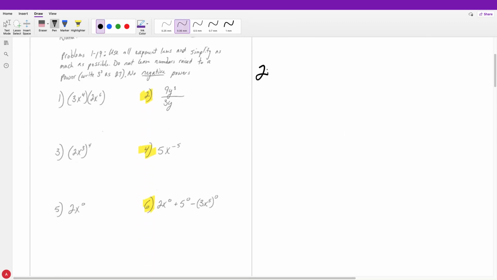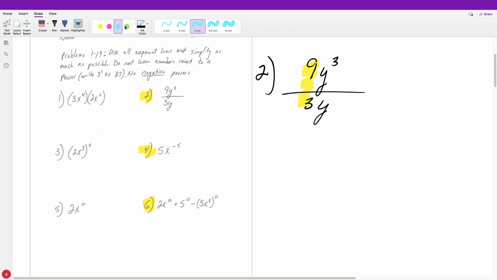And we'll do question number 2 first, which is 9y cubed over 3y. So when we're doing this, we first just want to see, well, what operation are we asked to do here? And we know fraction bar means division, so we are going to divide. And I'm going to highlight my likes with my likes, because remember I said it can help us to realize what it is that we need to simplify with, and also just to make sure we're not missing anything.